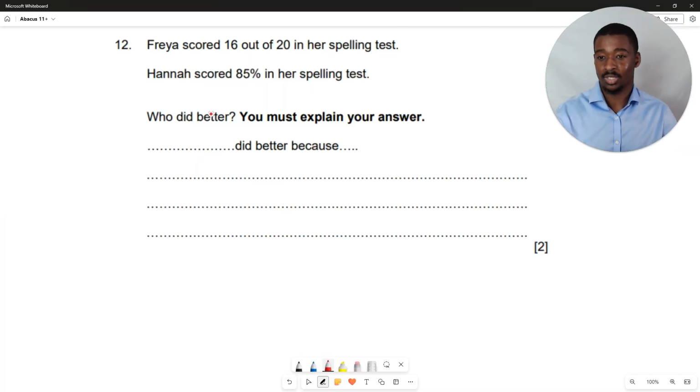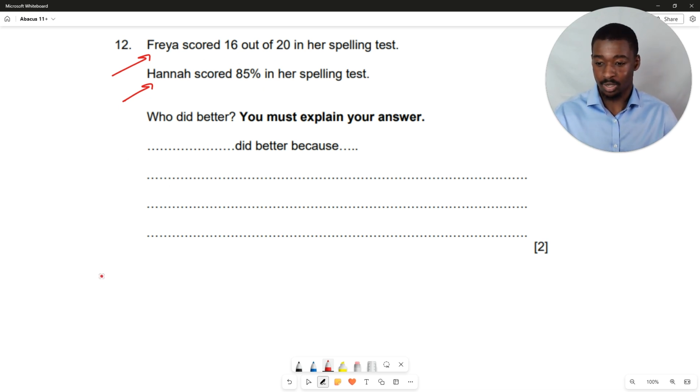So here for this question, we're told that Freya scored 16 out of 20 in her spelling test, but Hannah scored 85% in her spelling test. So who did better? And we have to explain our answer. Now, the way we're going to work this out is either by working out the percentage that Freya got, or by working out how many marks that Hannah got. In this case, it will be easier to work out the percentage that Freya got, and we'll see why.